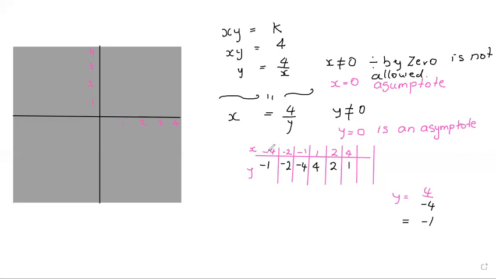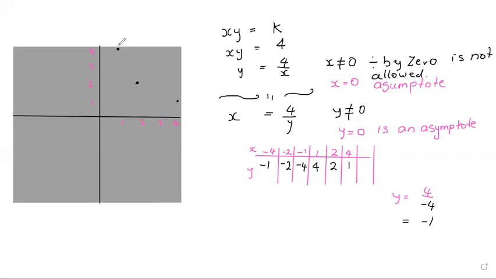Now those are coordinates. When x is 1, y is a 4. There they are. When x is a 2, y is also a 2. When x is a 4, y is a 1.